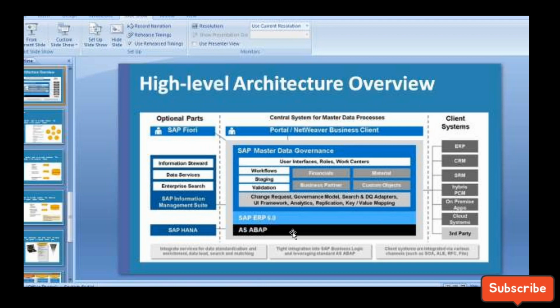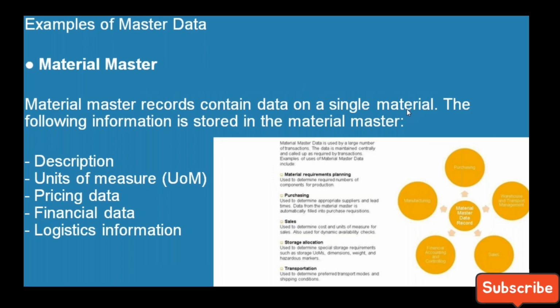Now I will continue with the examples of master data. In master data, we know that we have material, customer, vendor, finance, etc. Now in material, what are the important details we need to maintain as far as MDG is concerned, and how do we maintain them? So let's go through the system.